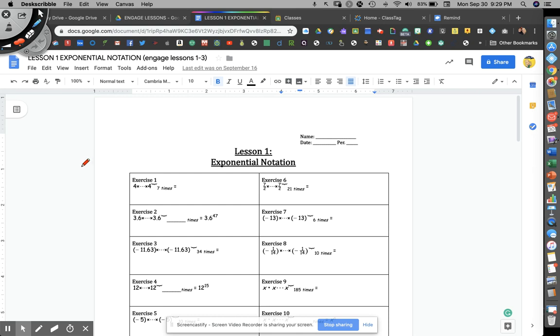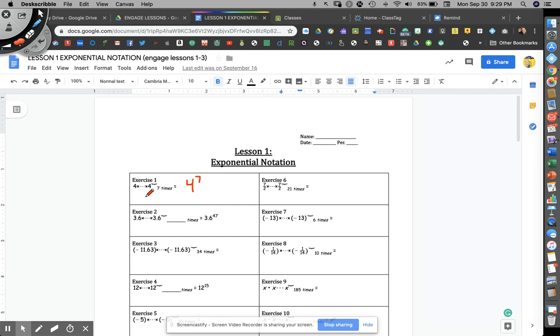So if you look here at the first section, we have 4 times 4 times 4, okay? And then it says 7 times. Which number do you think is the base? All right, if you said 4, then you are correct. What would be my exponent? The 7. And that's all you have to do for these.